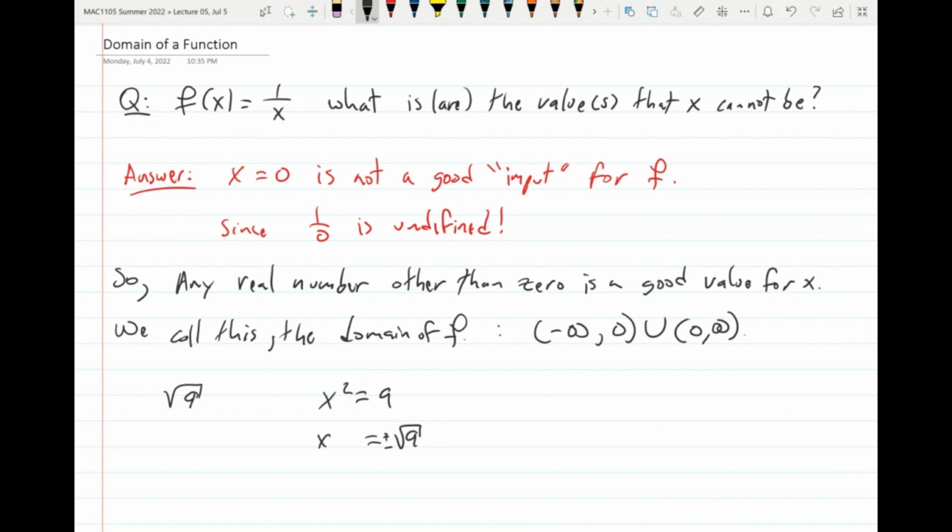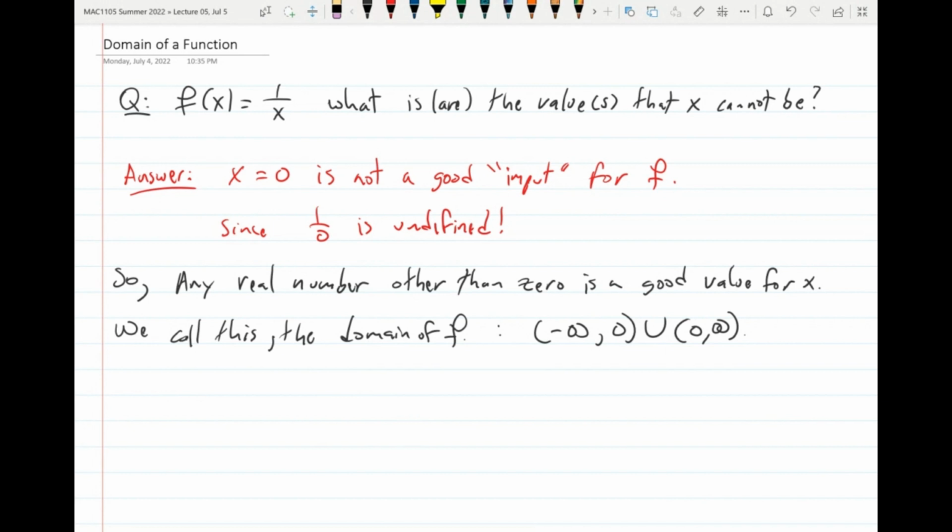But this is just one thing. So when you have a square root, what's a red flag? Remember, when you have a fraction, the red flag is the bottom cannot be 0. Okay, that's your red flag. How about square root? If you see square root, what's a red flag? Whatever is inside the square root cannot be negative.